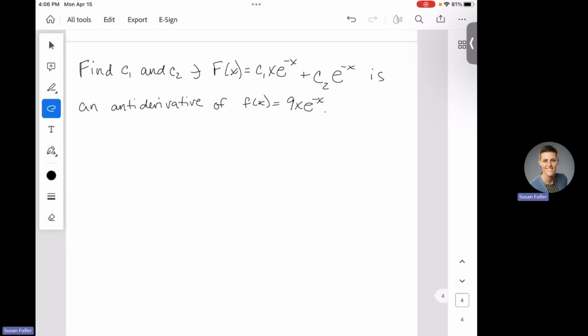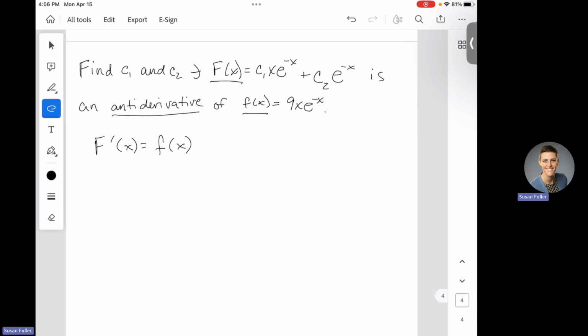Okay, so I need to find a C1 and a C2 such that big F of x equals C1 times x times e to the negative x plus C2 times e to the negative x is an antiderivative of little f. So big F is an antiderivative of little f. That means the derivative of big F is the same as little f, right? That's what it means to be an antiderivative. So I'm going to take the derivative of big F, and that should be the same as little f. That's how we're going to find C1 and C2, right? The derivative of your antiderivative is little f.